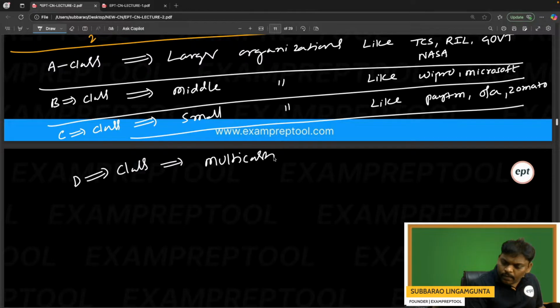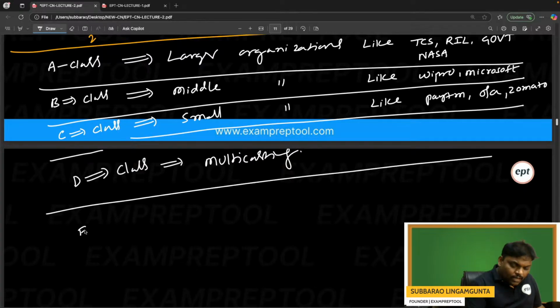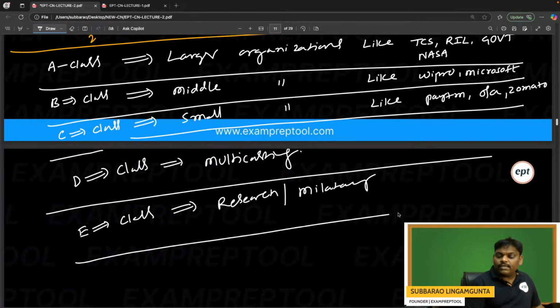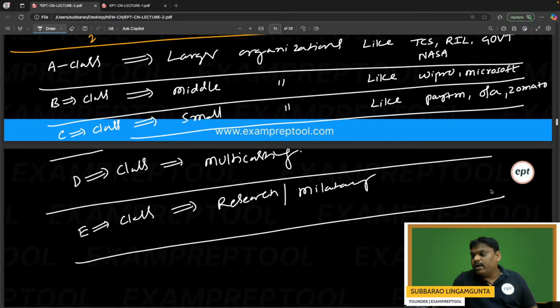For multicasting, what is the meaning? Afterwards, I will say to you. Class E is for research purpose, or one more thing I can say, for a military purpose. If anyone is doing research, class E will be given. Maybe some military people also require some IPs, so E class will be given. D class is for multicasting. What is the meaning? I will say to you afterwards. D for multicasting, E class for the research or military.